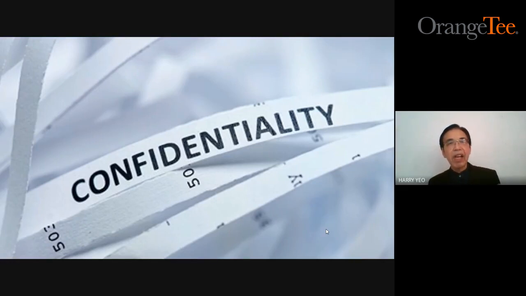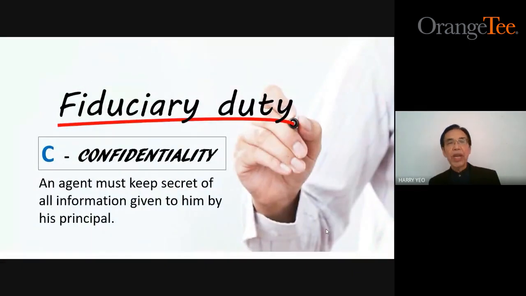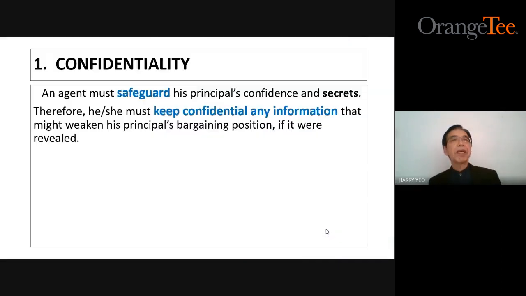Keeping information confidential and secret. So we, the agents of Singapore, have a duty to keep secret all information given to us by the client, because that is called a duty of confidential information. So an agent must safeguard the principal's confidence and secrets. Imagine you appoint me and you tell me about your secrets. I must keep it private and confidential because that is part of the fiduciary duty of an agent.